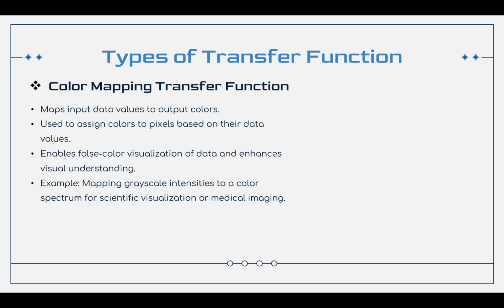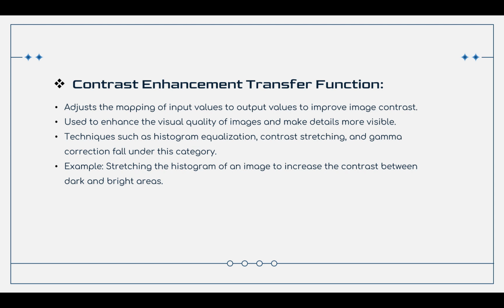Types of transfer functions are: first is color mapping transfer function. It maps input data values to output colors. It is used to assign colors to pixels based on their data values. It enables fast false color visualization of data and enhances visual understanding. One example of color mapping transfer function is mapping grayscale intensities to a color spectrum for scientific visualization or medical imaging.